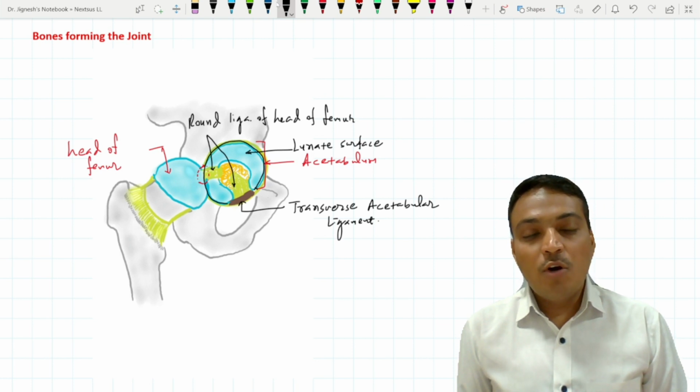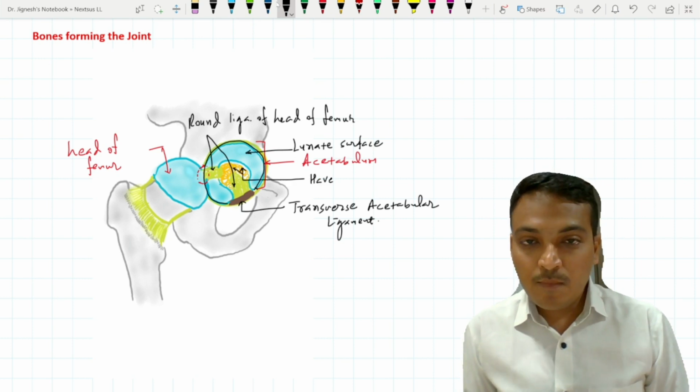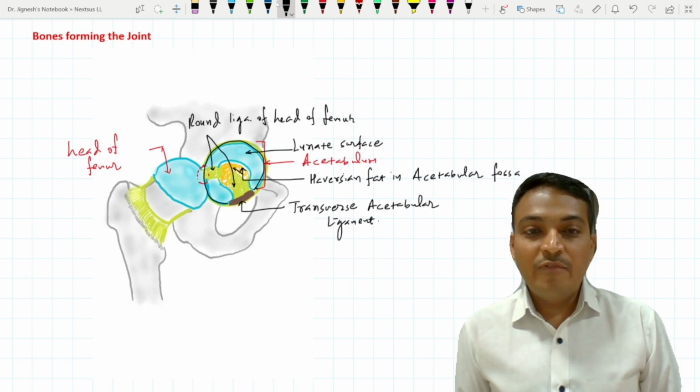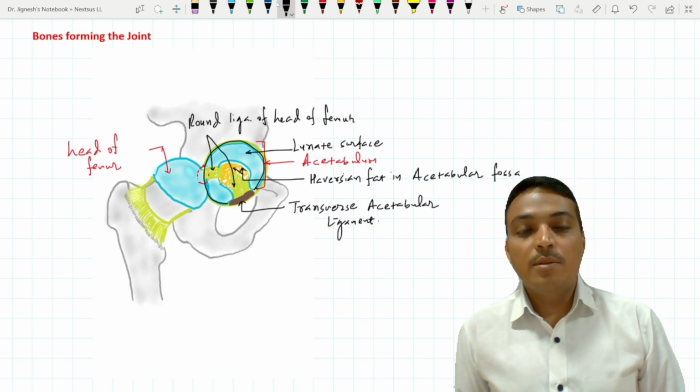Within the depression of the horseshoe-shaped lunate surface, there is a fossa, and that fossa is called the acetabular fossa. And within this acetabular fossa, we find the acetabular fat, and this acetabular fat is called the Haversian fat. Now, this Haversian fat is in the form of a liquid in a living individual.